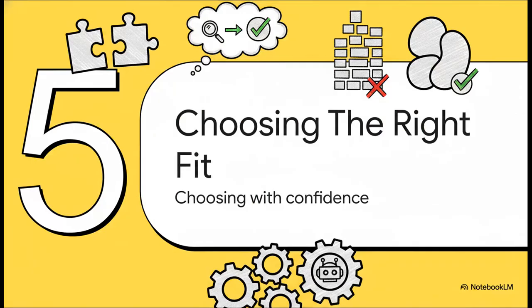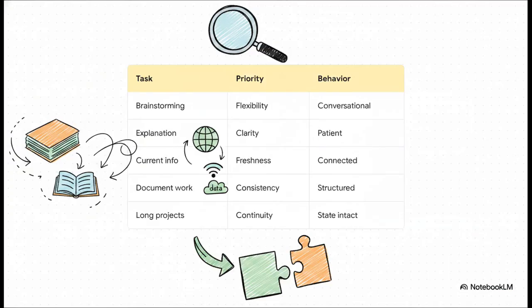And that perfectly leads us to Section 5, choosing the right fit. We really need to move away from an obsession with feature lists to a best fit mentality. Think of this comparison as your ultimate cheat sheet. It's all about matching the nature of your bottleneck to the fundamental behavior of the tool. Doing complex document work, you need consistency and strong context handling. Need current, verified info? You want a tool hooked into an ecosystem of external data. Brainstorming? You want a responsive, expansive conversationalist.